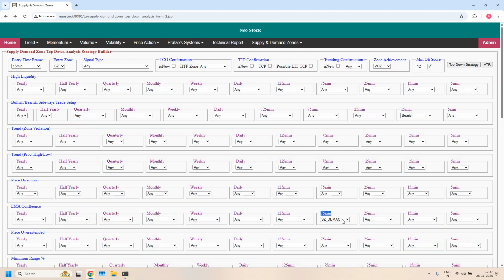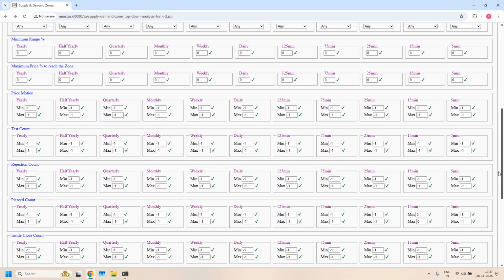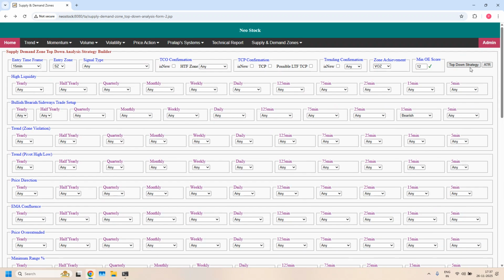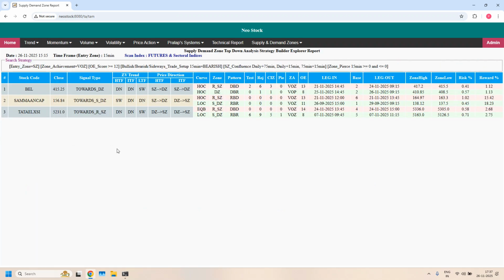Okay, next, based on the second strategy, first I'm removing ITF filter. In the supply zone confluence, 3 filters: 15 minutes and 75 minutes, 15 minutes and daily, 75 minutes and daily supply zone confluence. By enabling all the 3 filters, we got 3 stocks. All the 3 15-minute supply zones overlapped with 75-minute supply zone, both together overlapped with daily supply zone. And daily trend is downtrend.